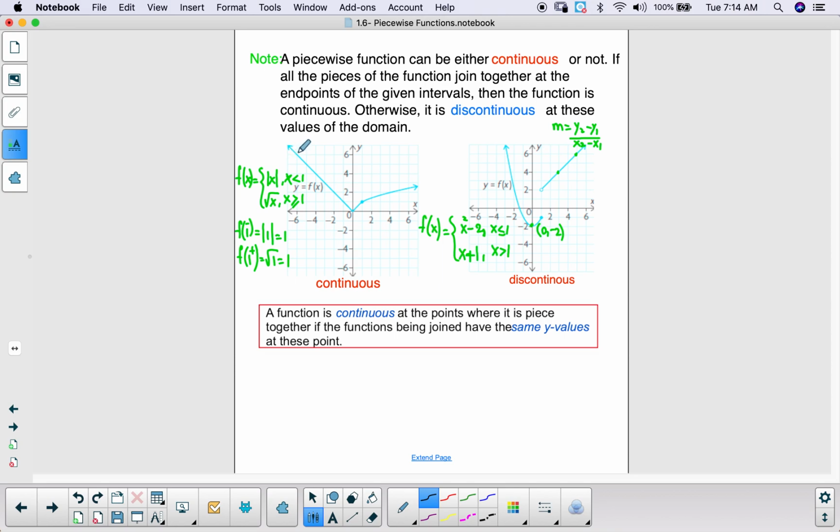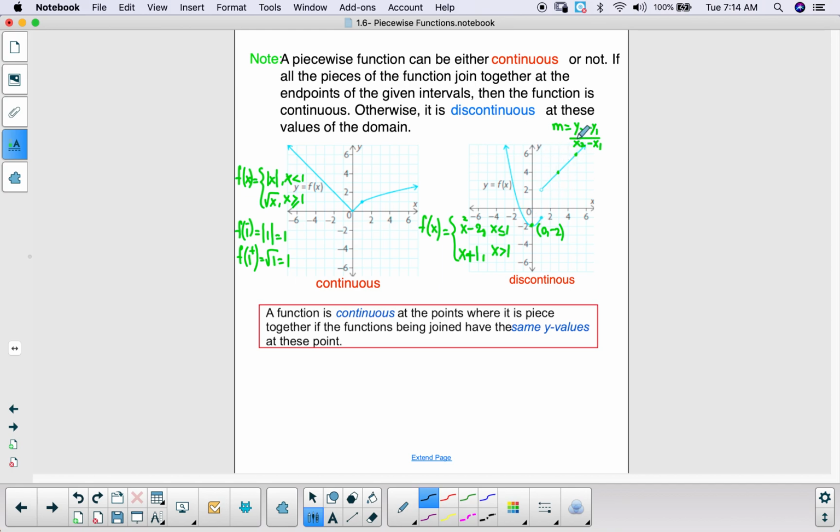So you have here f of x equals absolute value of x for all values of x less than 1. I've written that here. And it's the square root function for values of x greater than or equal to 1. Whereas for this function, you can see that up until 1 and including 1, it follows this parabolic function. And then for values greater than 1, it's a straight line.